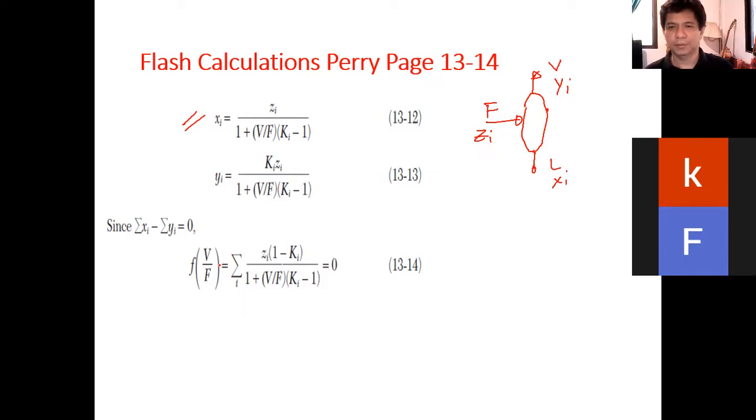No? So what you're going to do is you're going to perform an overall mass balance. So we have F is equals to L plus B. Okay. Tapos let's perform a component mass balance. If we're going to perform a component mass balance, you're going to have F Z sub I is equals to L X sub I plus B Y sub I. Yan lang, di ba? Do you have any question?